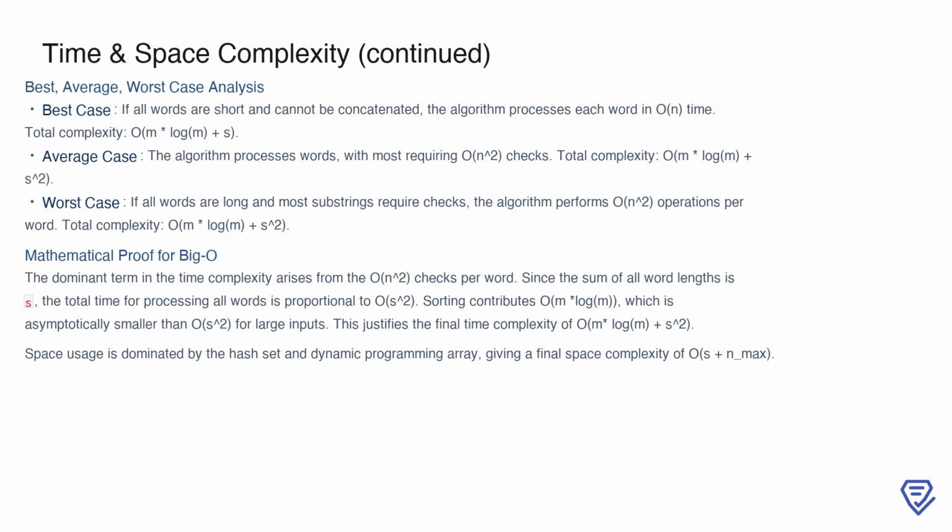Mathematically, the dominant term in this complexity is O(s squared), which comes from the substring checks. Since the sorting step, O(m log m), is asymptotically smaller for large inputs, the overall time complexity simplifies to O(m log m) plus s squared. For space, the main contributors are the hash set and the dynamic programming array, leading to a final complexity of O(s plus n_max).